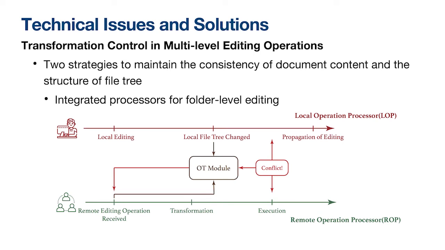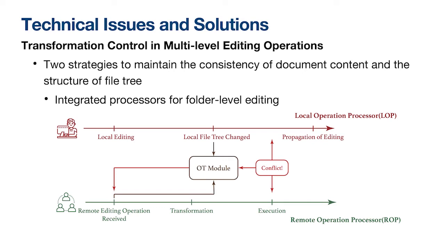Collaborators may change the local file tree in a mess of ways. It is hard for CPU to detect local editing and request the lock before local operation execution. Therefore, we propose a novel coordination strategy for folder-level editing operation transformation control. As illustrated in this figure, LOP requests the lock when it receives a remote editing operation, but LOP will not try to acquire the lock until it detects the local file tree has been changed.